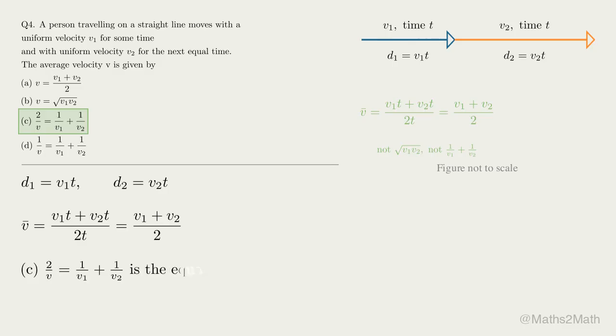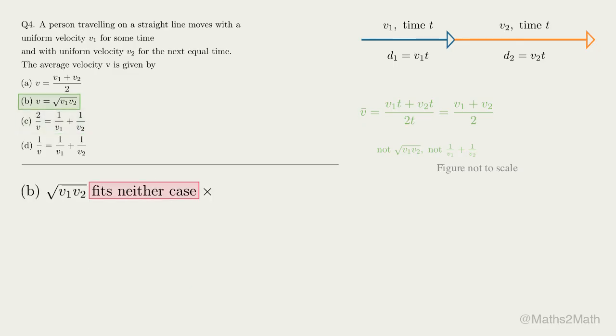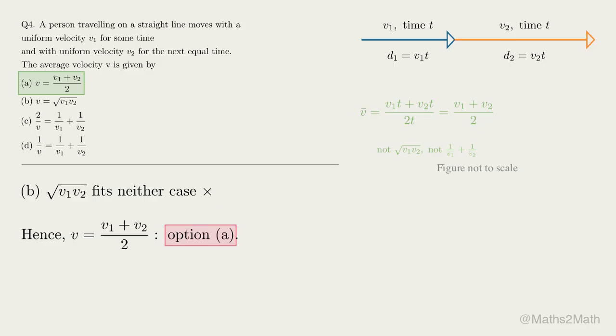Option C is the harmonic mean. That answers the equal distance case, not equal times. And option B, the geometric mean, matches neither case. Hence, for equal times the average velocity is the arithmetic mean. Option A.